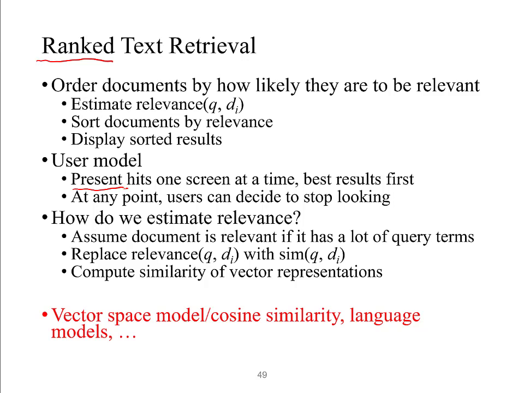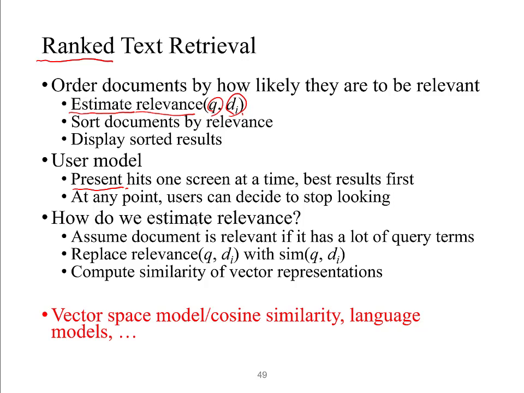All right. So about the rank, how do we order the documents? We order the documents by how likely they are to be relevant to the query. In order to do that, we need to estimate the relevance between the query and the i-th document. Then we sort the documents by relevance, and we display the sorted results.